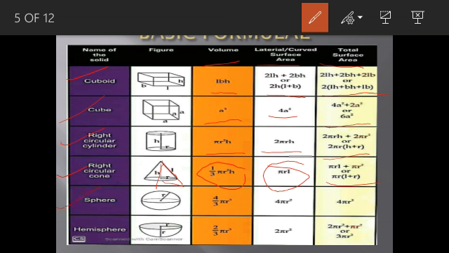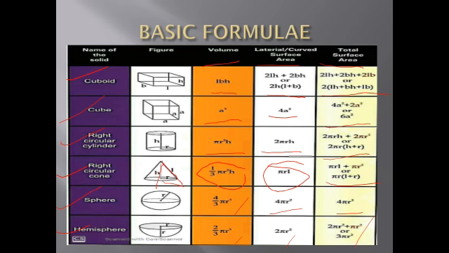Moving to the sphere. Volume of sphere is 4 by 3 pi r cube. Total surface area or curved surface area both are same and equal to 4 pi r square. Next, the hemisphere. The volume of hemisphere is 2 by 3 pi r cube. Curved surface area is 2 pi r square and total surface area is 3 pi r square.